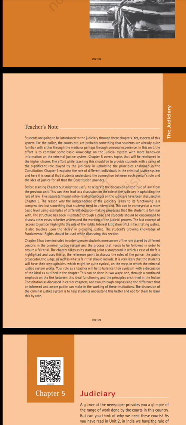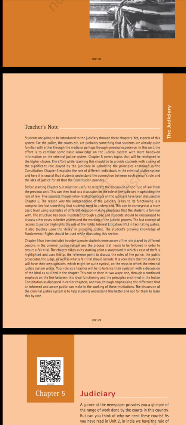Before starting Chapter 5, it might be useful to reiterate the discussion on the rule of law from the previous unit. This can then lead to a discussion on the role of the judiciary in upholding the rule of law. Five separate though interrelated concepts on the judiciary have been discussed in Chapter 5.